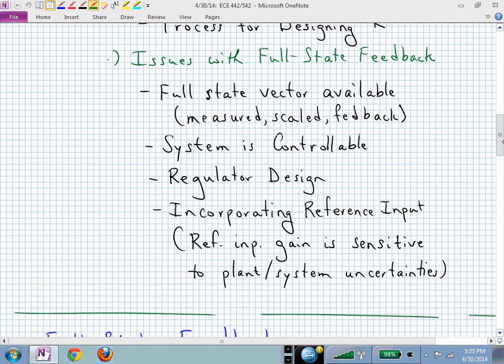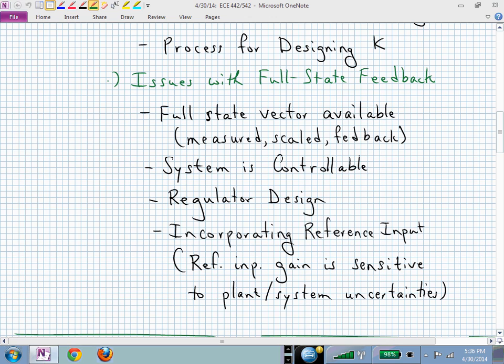What are some issues? This will make more sense hopefully as we go, but we'll talk about these later. We need the full state vector available to perform full state feedback. That's something that we haven't been assuming. We've been assuming so far that we just measure the output and somehow filter that to adjust the system dynamics. Our system will need to be controllable, and we'll define what that means. And I might even give you another lecture offline for showing where that comes from.